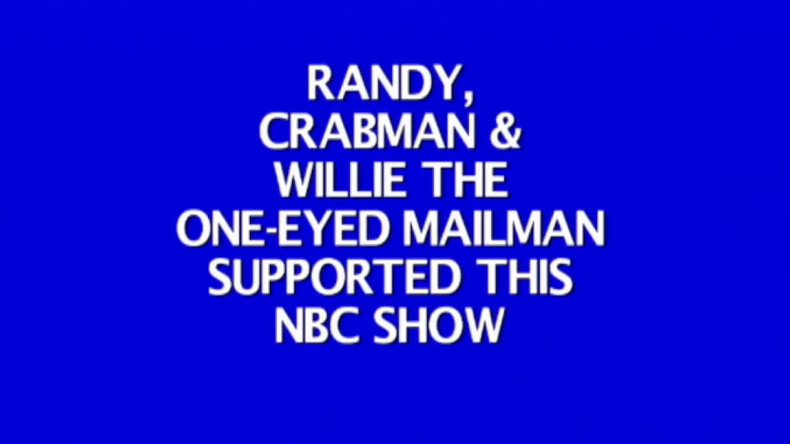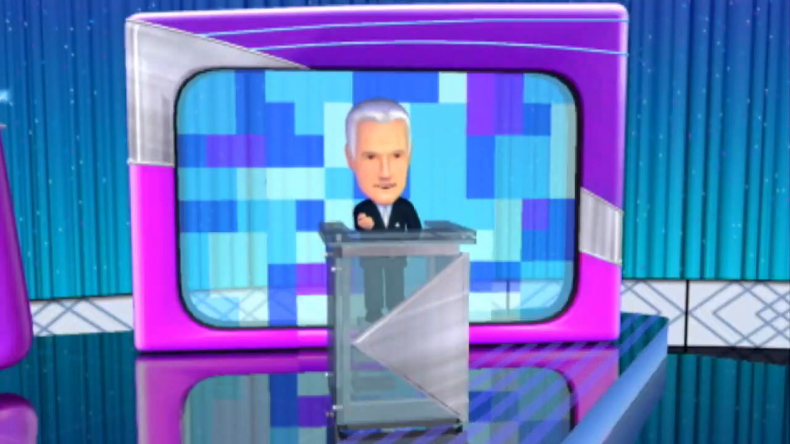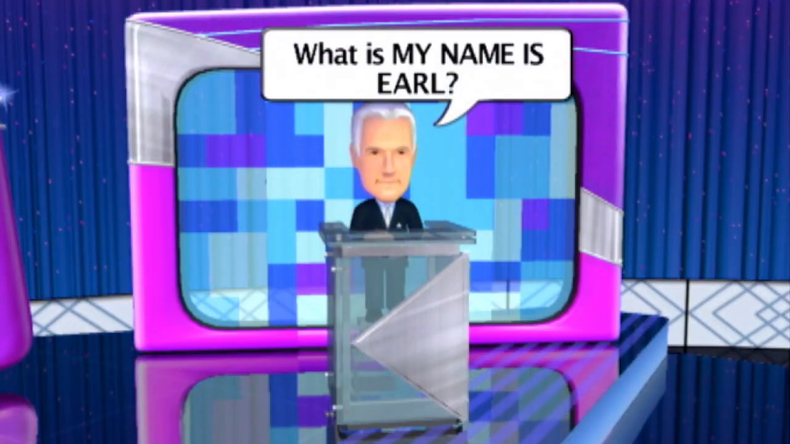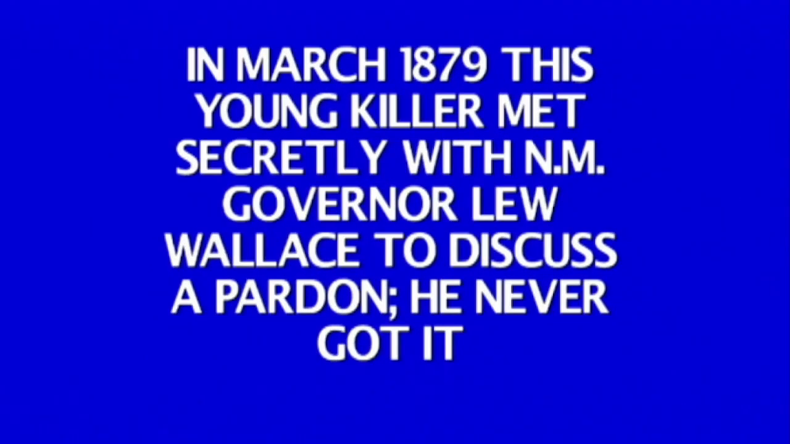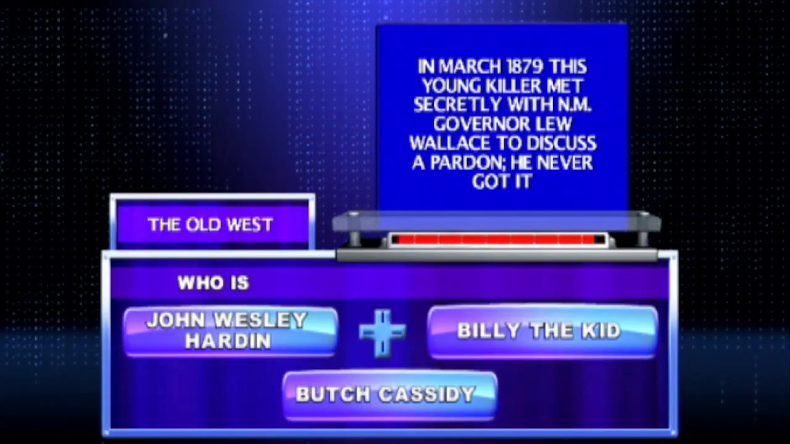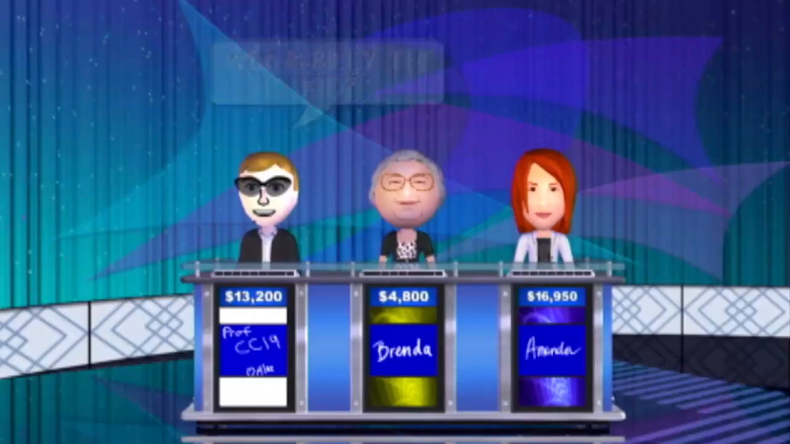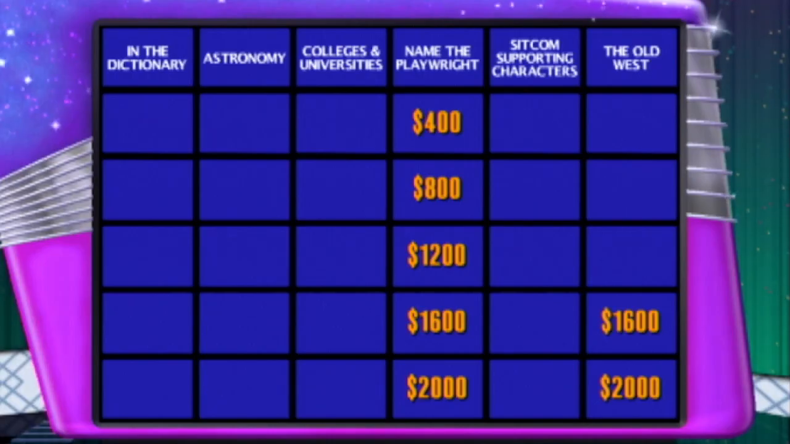Randy, Crabman, and Willie, the one-eyed mailman, supported this NBC show. Here's the correct response. My name is Earl. We return to you, player two. In March of 1879, this young killer met secretly with New Mexico Governor Lew Wallace to discuss a pardon. He never got it. It's player one. That's right. Way to go. Player one, back to you.